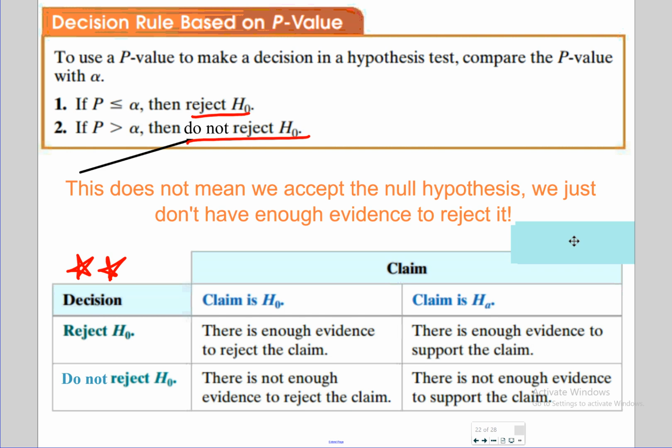If we reject, that means there is enough evidence. Normally, we think of rejecting something as a bad thing. In statistics and hypothesis testing, it's a good thing. If you are able to reject the null, that means you have enough evidence to make a decision. If you cannot reject the null, you don't have enough evidence to do what you want to do, either reject it or support it.